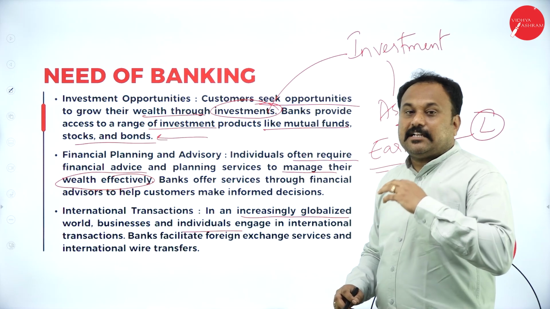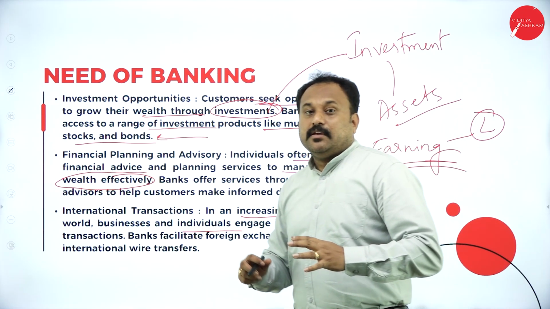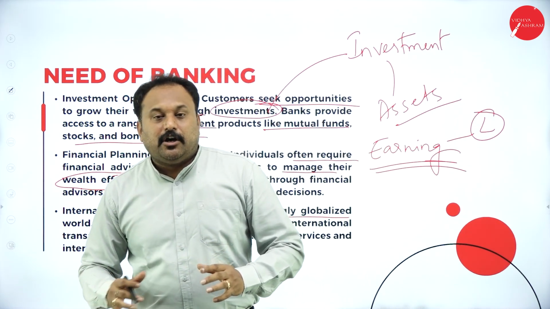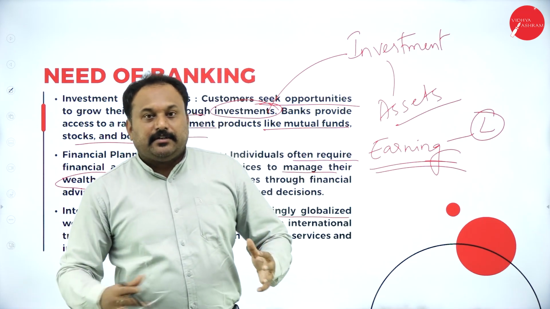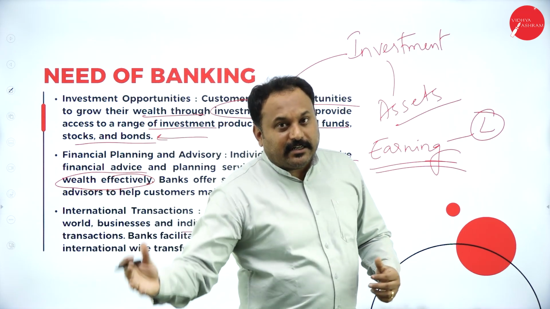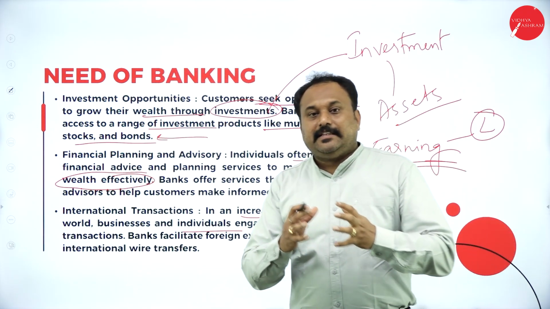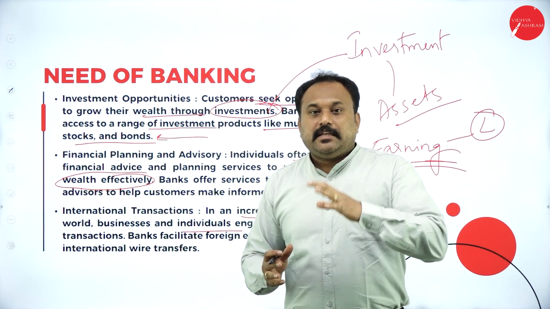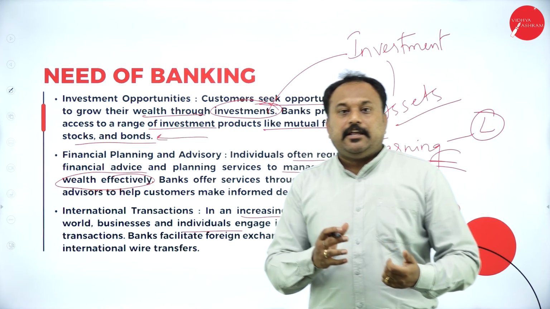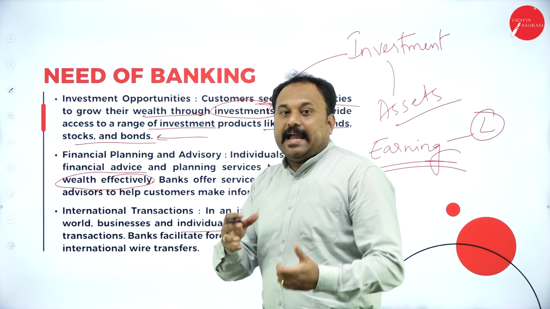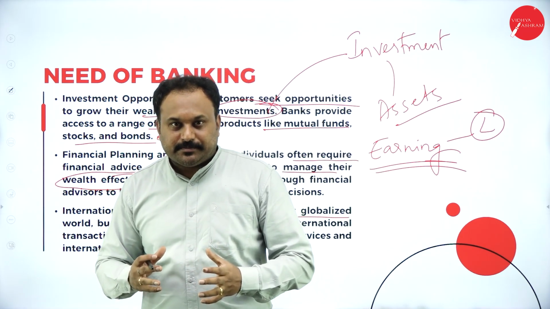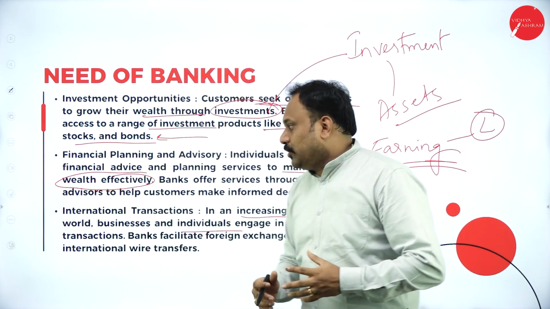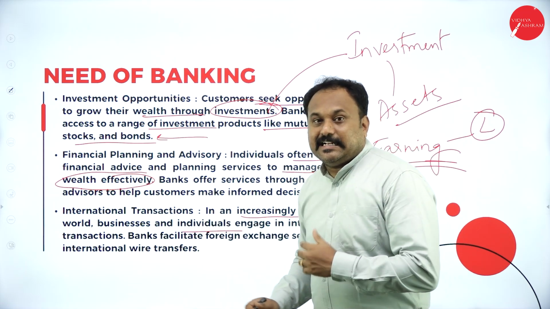engage in international transactions. So, two countries or three countries or five countries or different countries, if they need to go with the transaction, they depend majorly on the bank. The reason is the bank gives an assurance. So that's the reason we go with banking for international transactions.